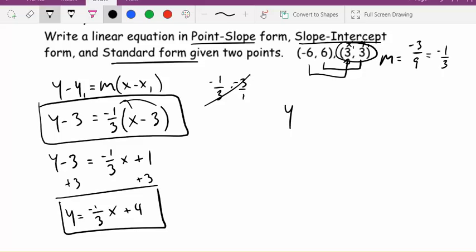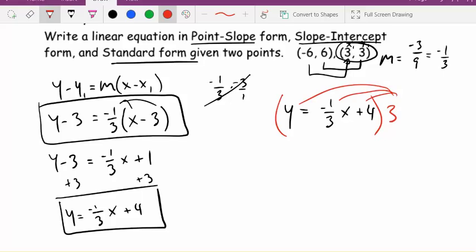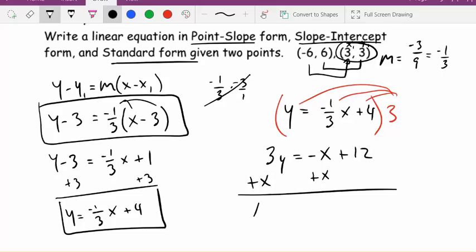So now we want to go to standard form. So here's our slope-intercept form. Y equals negative 1/3 x plus 4. And now what are we going to do to get rid of the fraction? We're going to multiply the entire thing by the denominator, by 3. So 3 times y, and that's going to give us 3y equals negative x plus 12. Add x to both sides, and x plus 3y equals 12. And here's standard form. So we've got our 3 forms there.